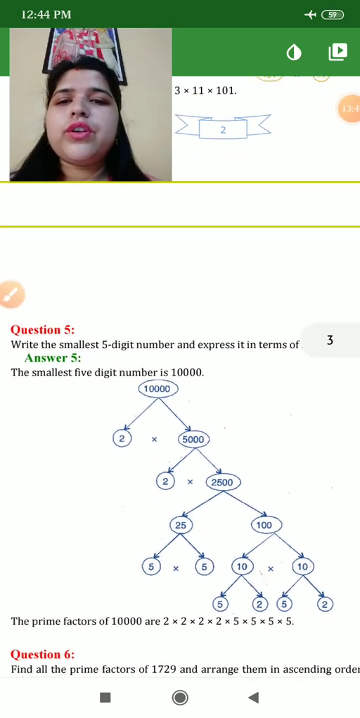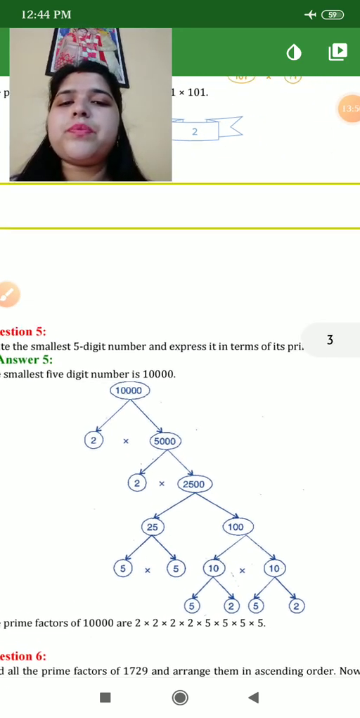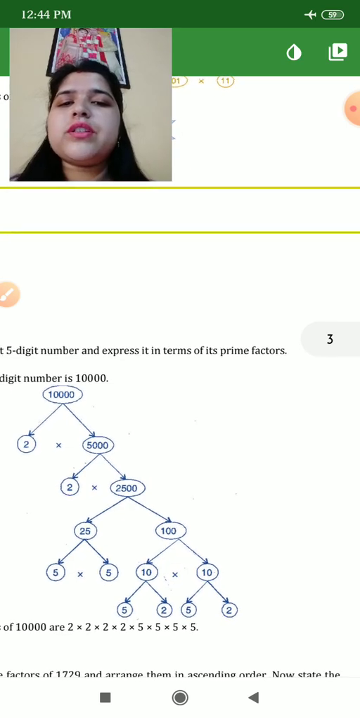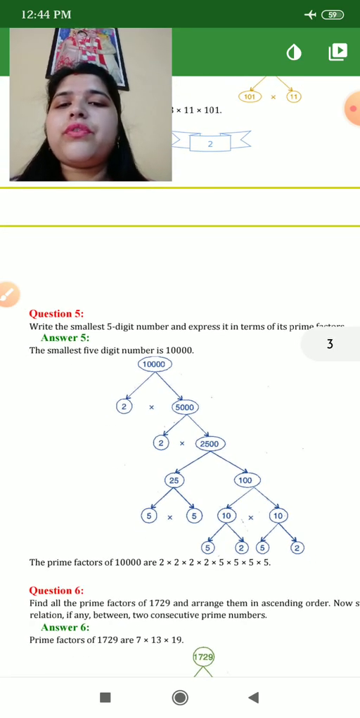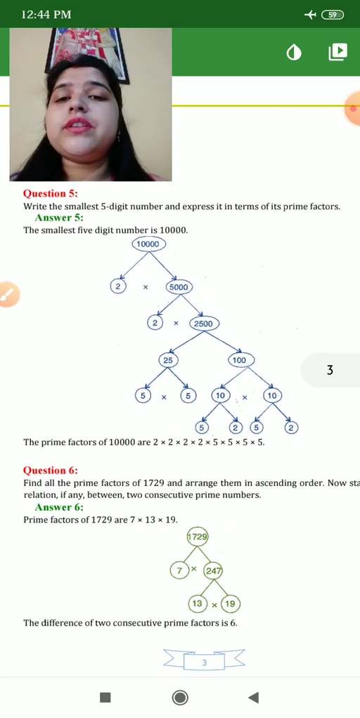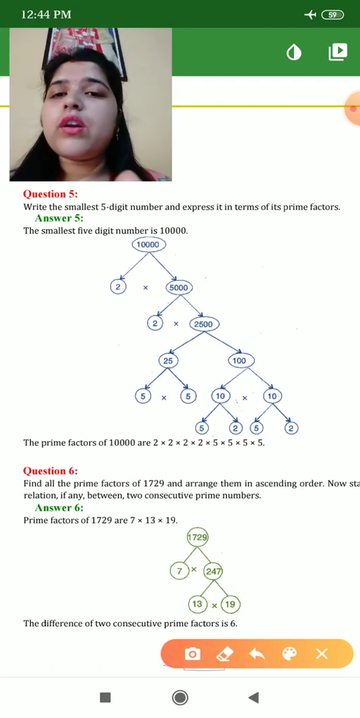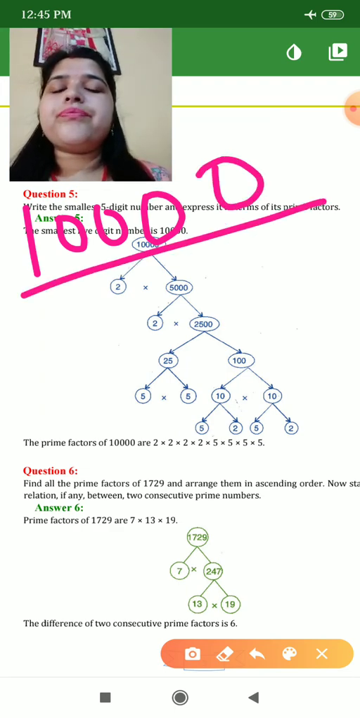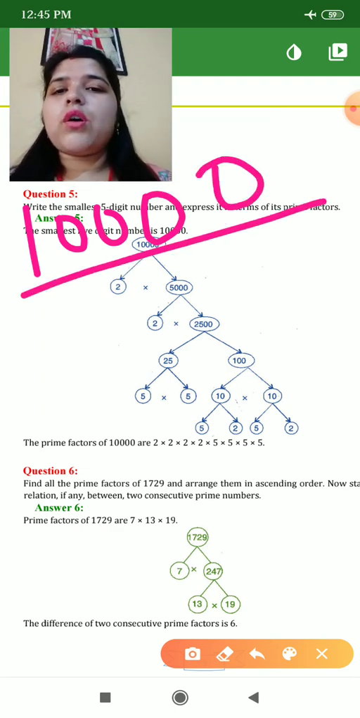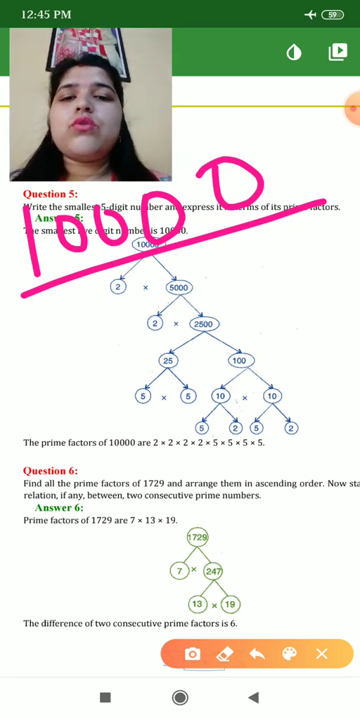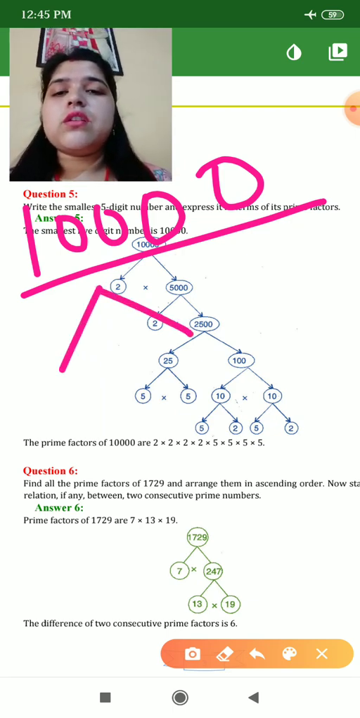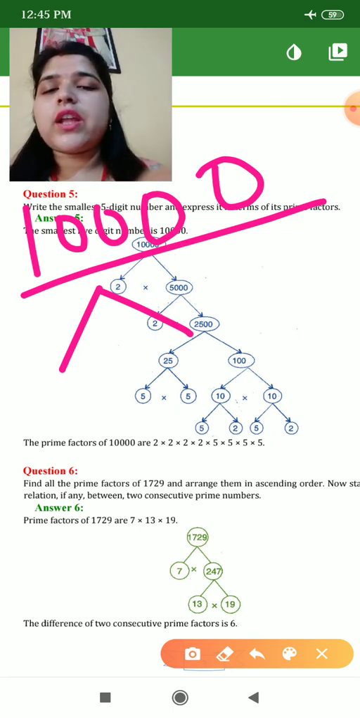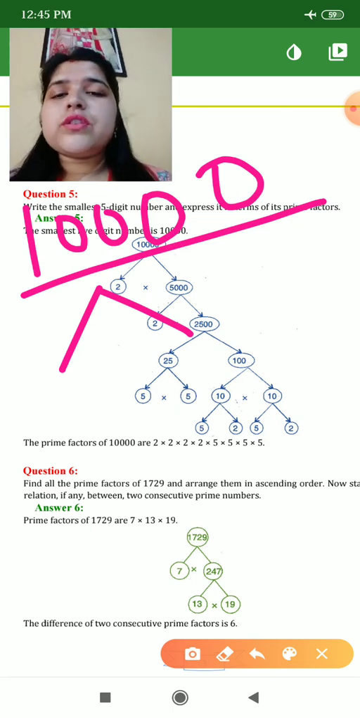Now we are going to write the smallest 5-digit number and express it in terms of its prime factors. So it is asking for the smallest 5-digit number. The smallest 5-digit number is 10,000. Okay, got it? It is asking smallest. Yes, so now we have to make the factors for this. Either it will go with 5 or with 10, because it is having 10 and the rest numbers are 0. So first of all it will go with 2.